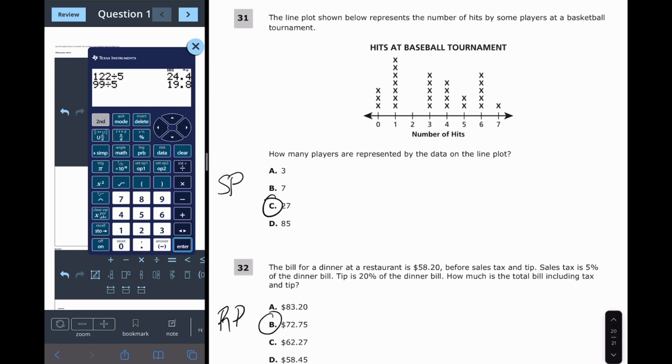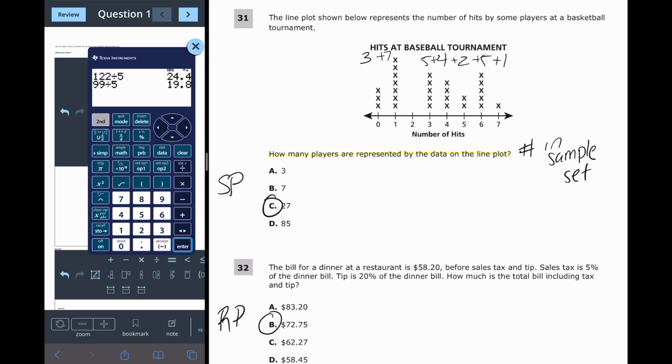Here we have a line plot. How many players are represented? So I like this one. We just want to know how many players are represented. So I just want to know the number in the sample. And so I'm just going to count all of these here. So here I have 3 plus 1, 2, 3, 4, 5, 6, 7 plus 7. That's already 10. 1, 2, 3, 4, 5. 5 plus 4 plus 2 plus 5 plus 1.